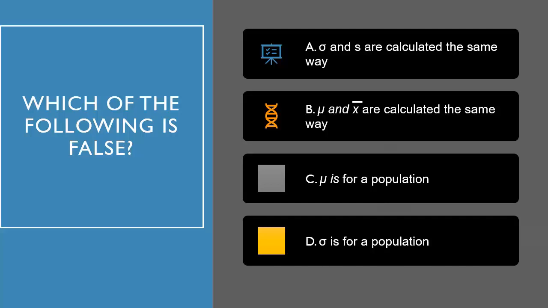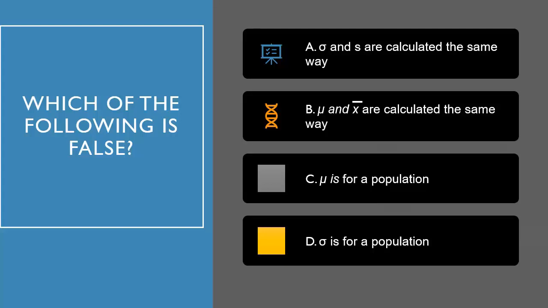The standard deviation for a population, that's the lowercase sigma that you see right there, is going to take the sum of squares divided by n, and then you want to take the square root of that. So the variance is sum of squares divided by n, and then you take the square root of that to get the standard deviation. However, s, that's the standard deviation for a sample, you are just going to do sum of squares divided by n minus 1. And then you take the square root of that in order to find the standard deviation. So A is the correct answer.